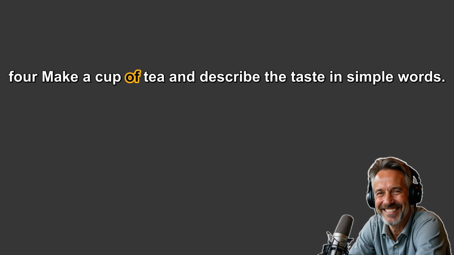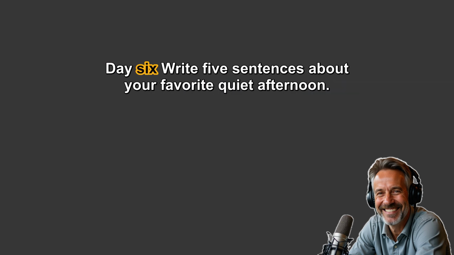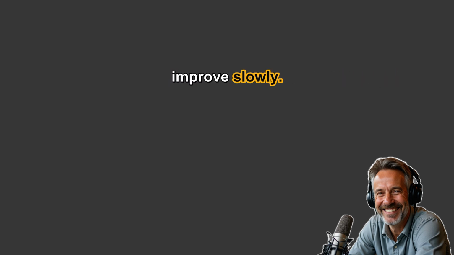Day 4, make a cup of tea and describe the taste in simple words. Day 5, invite a friend to share a quiet hour and speak in English for 10 minutes. Day 6, write 5 sentences about your favorite quiet afternoon. Day 7, do all of the above and pick 2 sentences to practice again. These small steps will help you improve slowly. Slow practice is good. Calm practice is good.